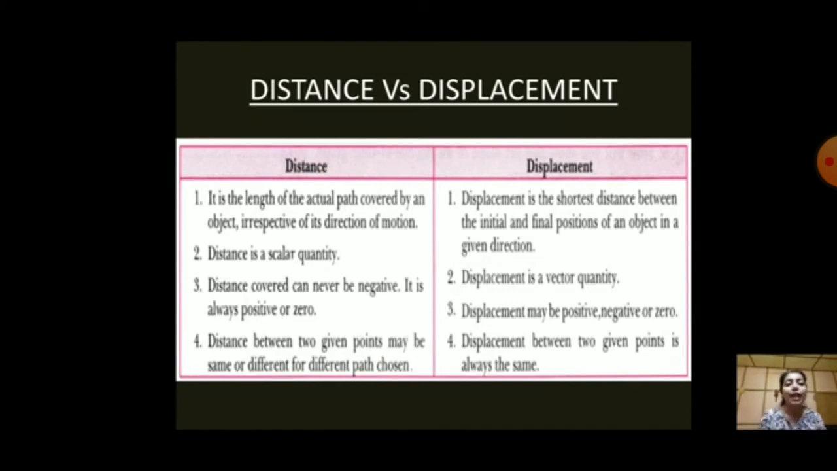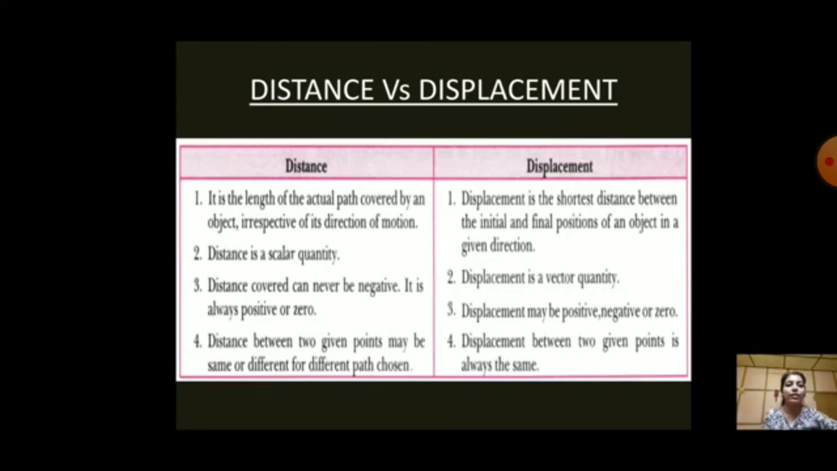Then, the distance between two given points may be the same or different for different path choosing. Yes, distance can differ with different paths. You can take very many paths to reach one point from another point. Like I have already shown you in the previous slides, you can take a round, you can go along a curve. But displacement between two given points is always the same. Why? Because it is always the shortest path, always a straight line.